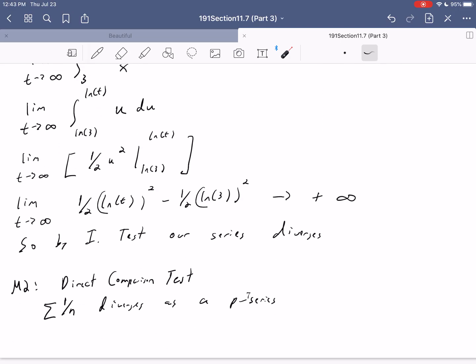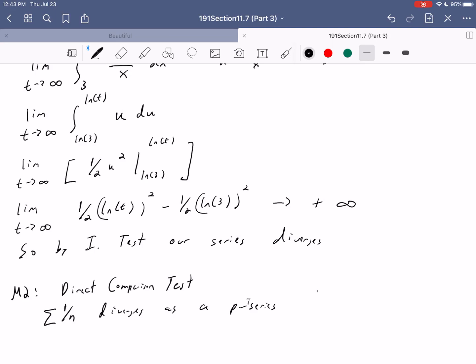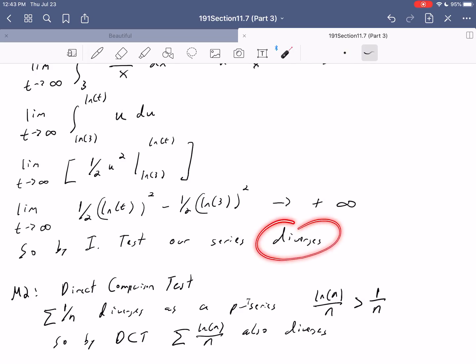So clearly, ln of n over n is bigger than 1 over n. So by direct comparison test, the sum of ln of n over n also diverges. So notice, obviously, same conclusion, it doesn't matter which test you use, both conclusions would work there.